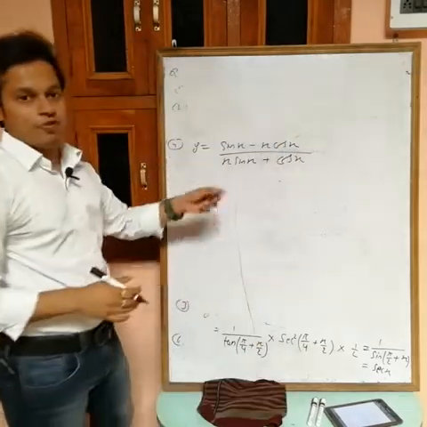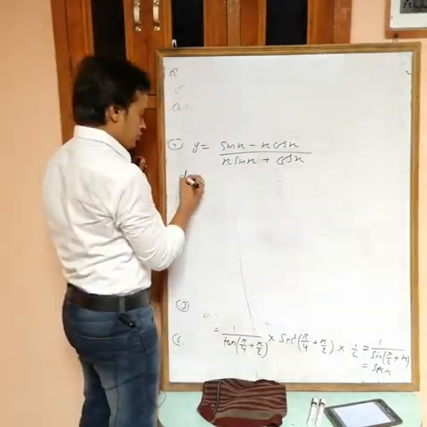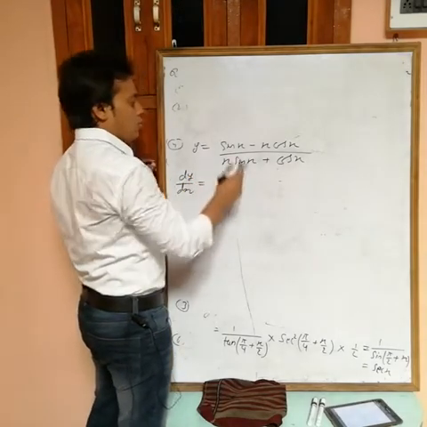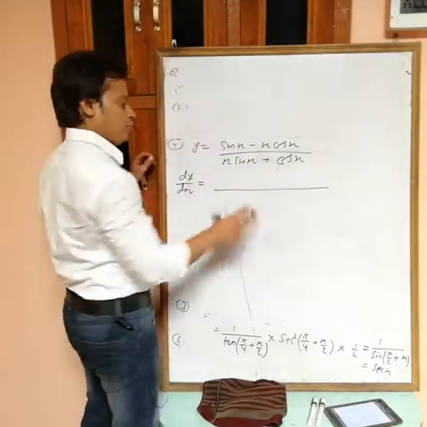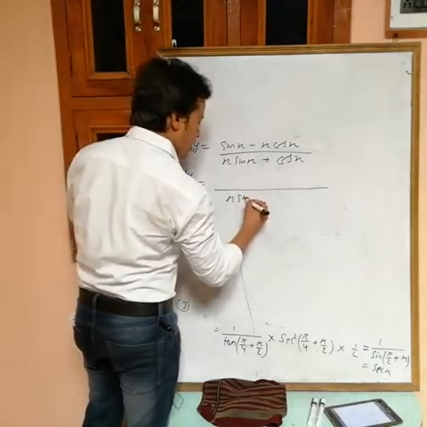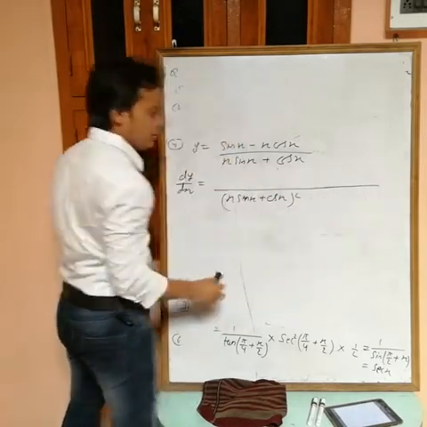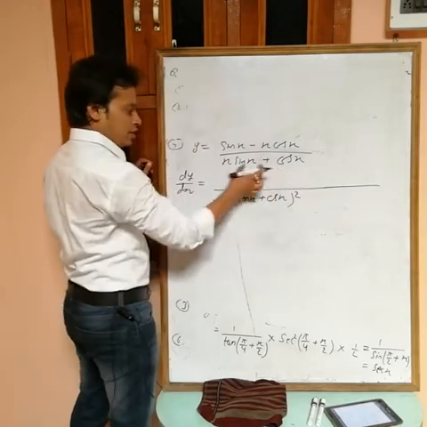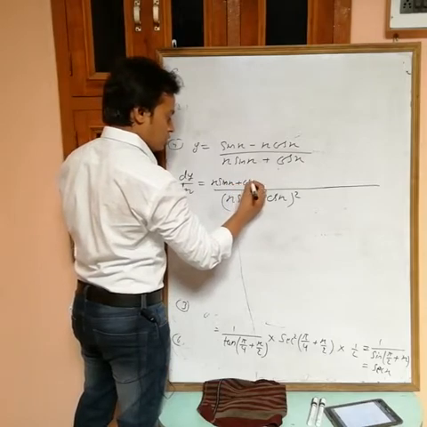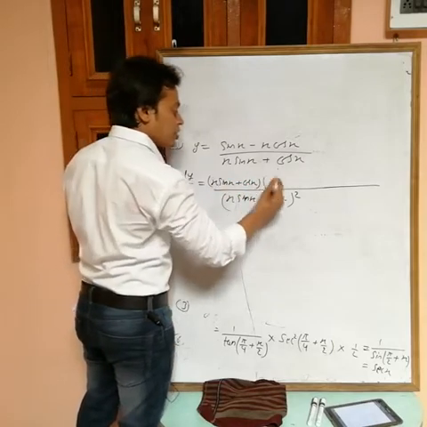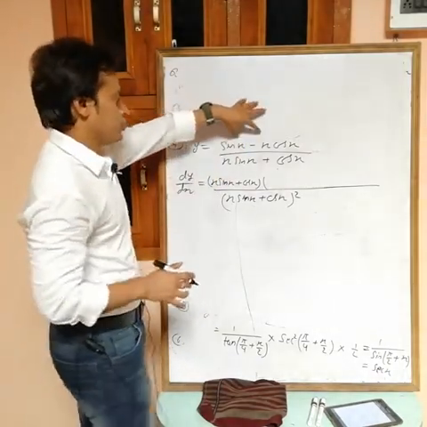So this is u by v form, function by function, so we have to use the rule u by v. Differentiation of y is dy by dx. How to differentiate u by v? In denominator, first write the square of denominator, so x sine x plus cos x whole square. Now the numerator is simple. First write the denominator, x sine x plus cos x, into differentiation of numerator. So differentiation of this one.